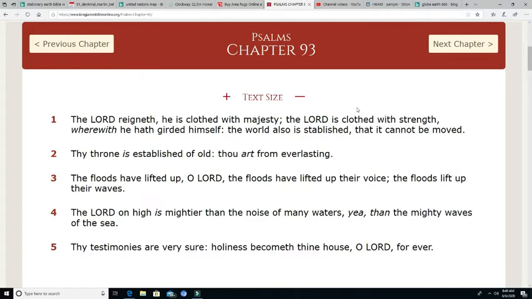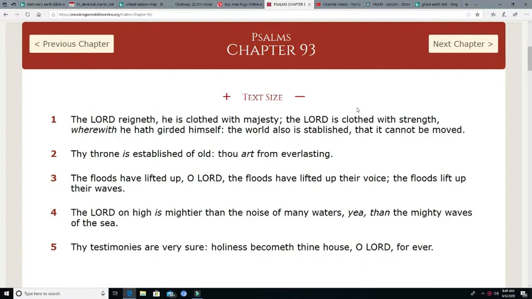I chose this Psalm of David because it's short and sweet. So it's chapter 93, Psalm of David. So let's read. The Lord reigneth. He is clothed with majesty. The Lord is clothed with strength, wherewith he hath girded himself. The world also is established, that it cannot be moved. So that's pretty emphatic right there. Seems like he's staking his whole reputation on, I created this, and doggone it, this earth does not move.